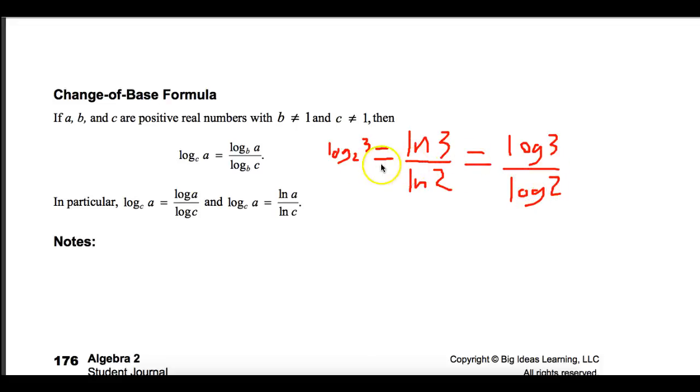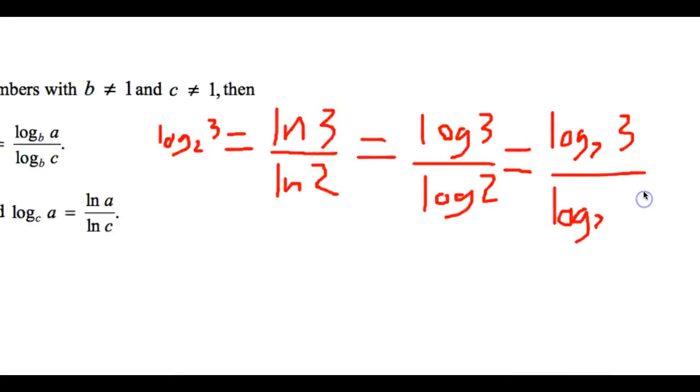So these are all equivalent statements right here. Okay? The log base 2 of 3 is the same thing as the natural log of 3 over the natural log of 2, which is equal to the log of 3 divided by the log of 2. And we're not limited to this. Let's say we wanted to make it the log base 7 of 3 divided by the log base 7 of 2. As long as your base for the numerator and denominator are the same, then this ratio is the same.